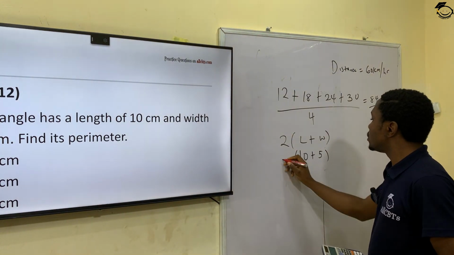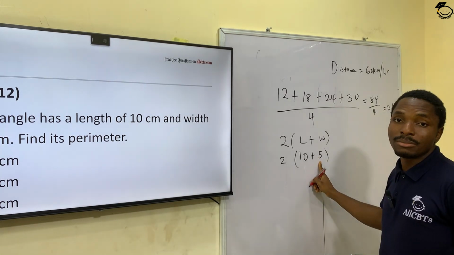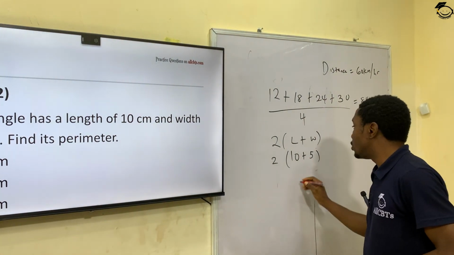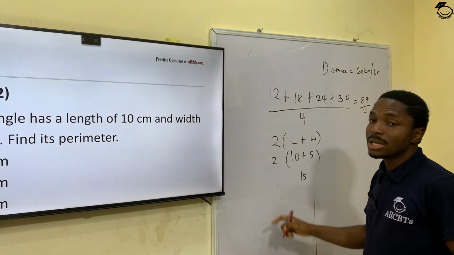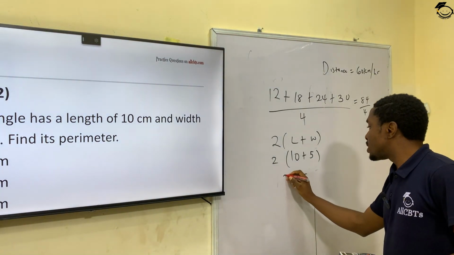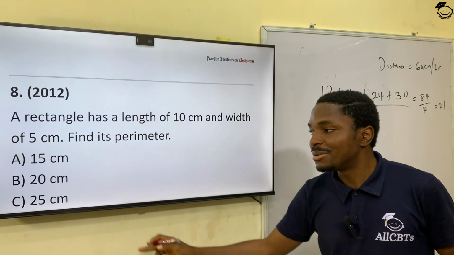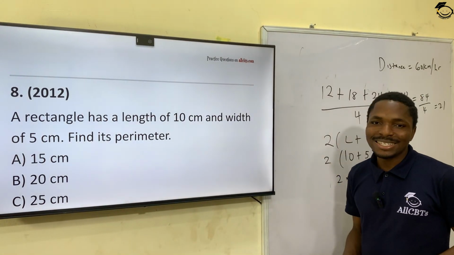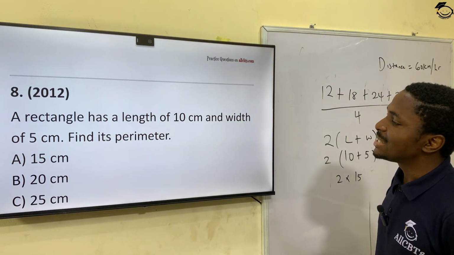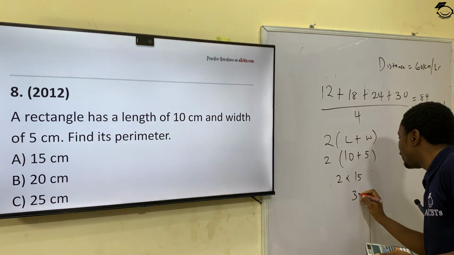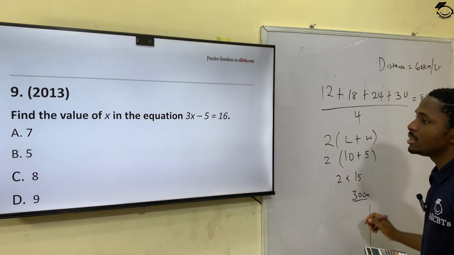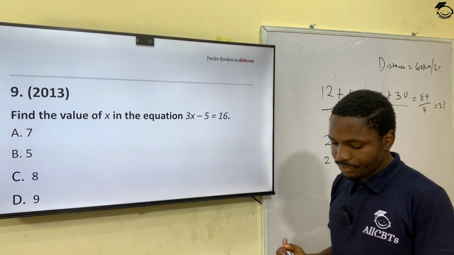So add what is inside the bracket first, according to the law of BODMAS. That's 15. Then multiply it with what is outside. So 2 times 15, that will be what? 30. Option is missing. So that's 30 centimeter. That's the perimeter of this rectangle.